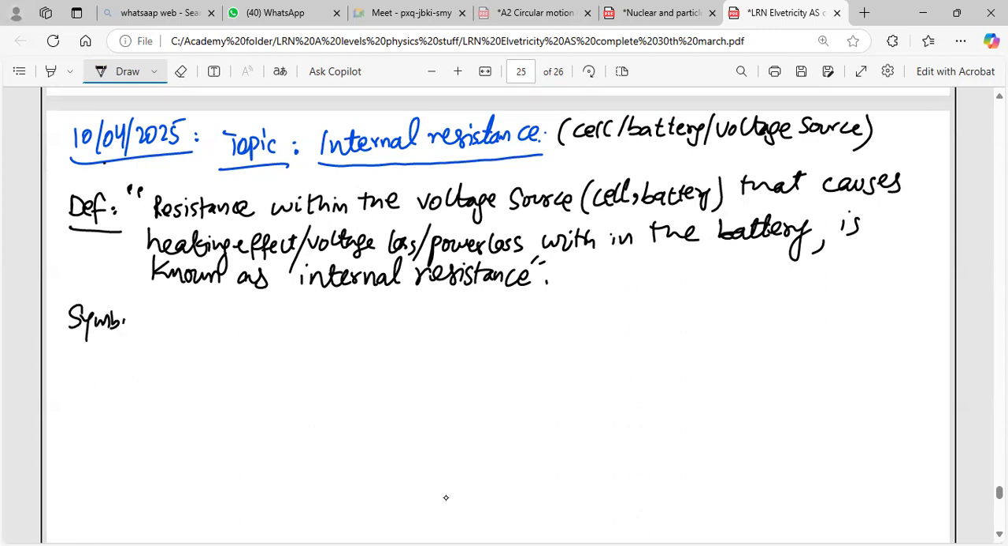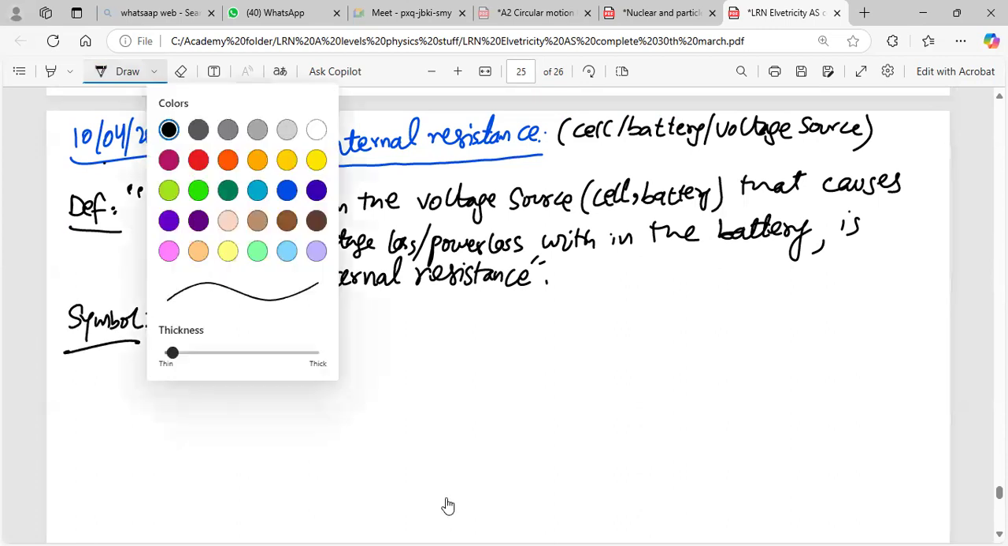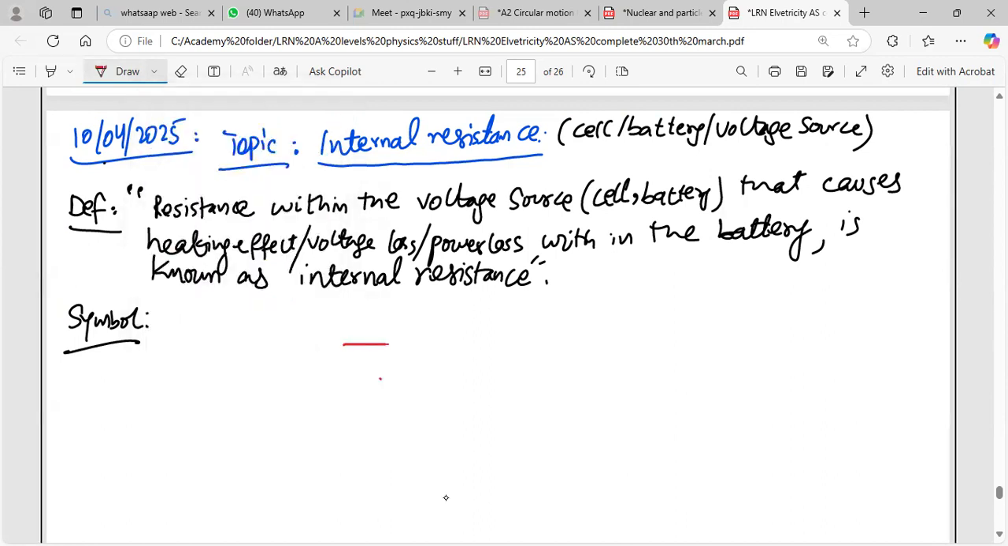So, if we talk about its symbol, it is like this. This is the symbol for the cell. This is the positive terminal, this is negative, and then here is the symbol like a resistor, and small r is there, and then a dotted box is usually over there. That is an indication that this whole thing is a cell or battery. So this is how we draw the symbol for internal resistance. It is small r, which is inside the cell, and the cell has an EMF of E.